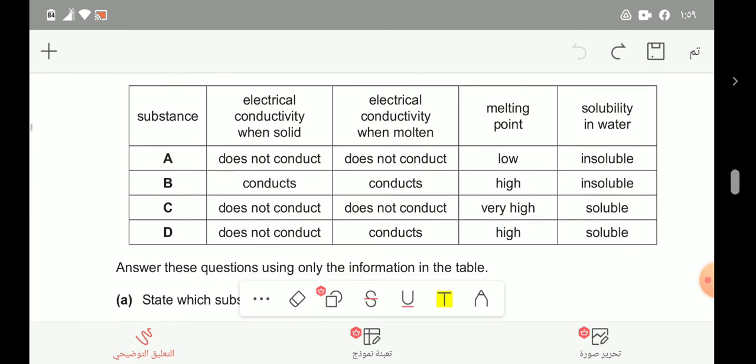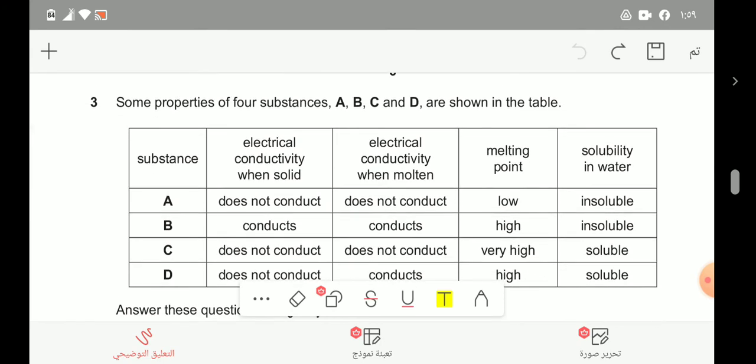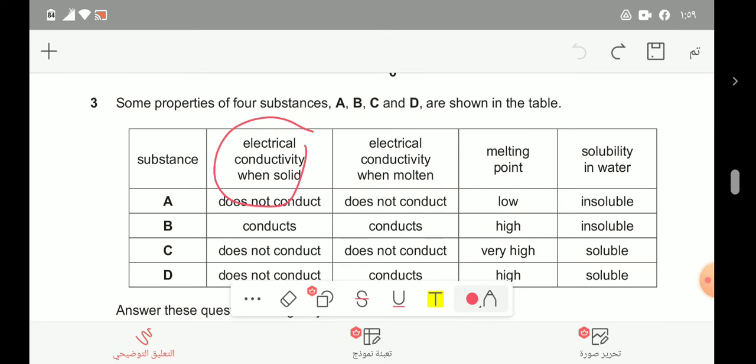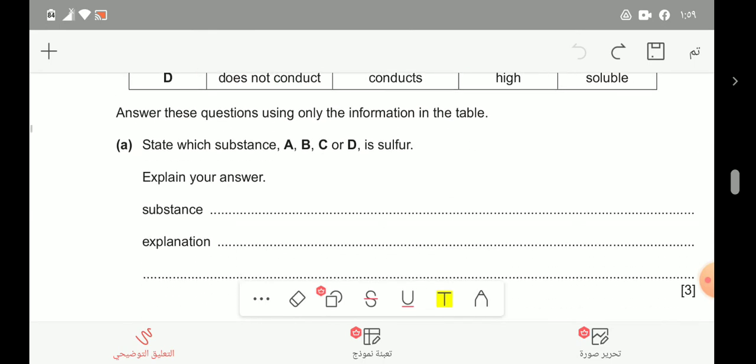Okay, some properties of four substances A, B, C, D are shown. He's talking now about metallic and non-metallic properties according to electrical conductivity of the solid and the molten, the melting point, and the solubility in water. Electrical conductivity of solid is for metal. Electrical conductivity when molten is for ionic compound. Conduct electricity, melting point, and solubility, it is clear. So let's move to the question.